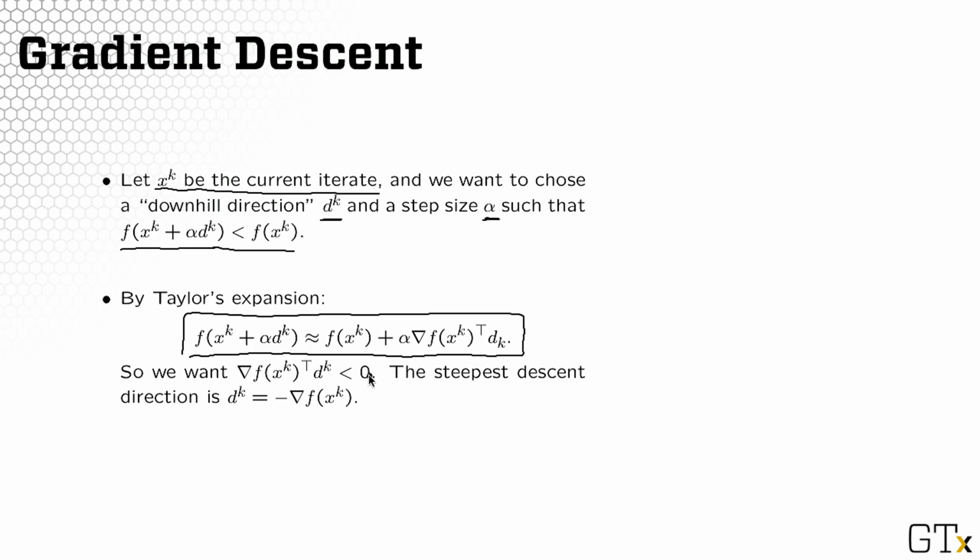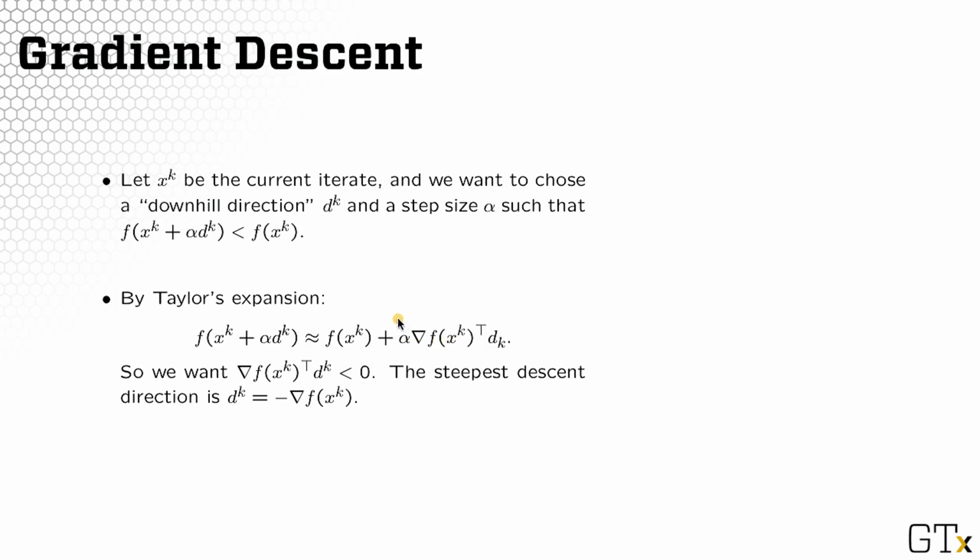Okay? Since we want the new point to have a smaller function value than the old point, then we must ensure that this term is less than 0, right? Now, alpha is a positive step length. So what that means is essentially that the gradient vector transposed with dk must be negative.